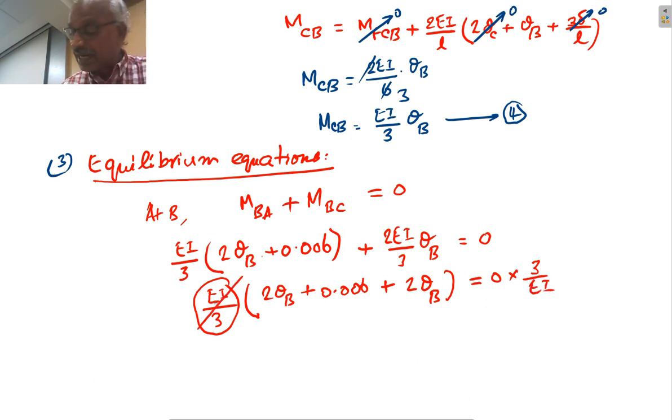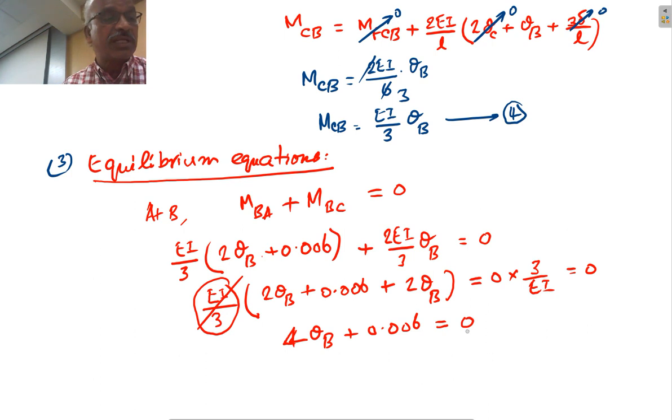So this we have taken to the right hand side. So that becomes 0, equal to 0. Therefore 4 theta B plus 0.006 equal to 0.